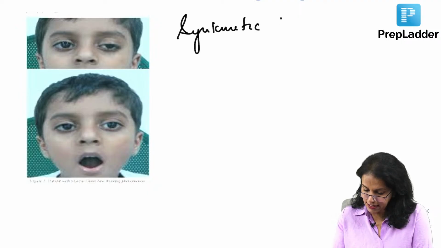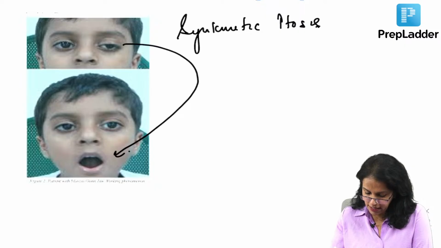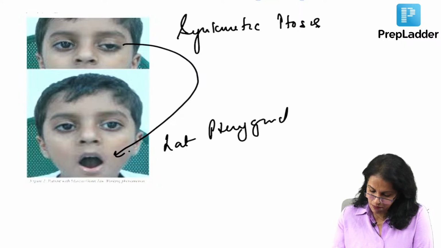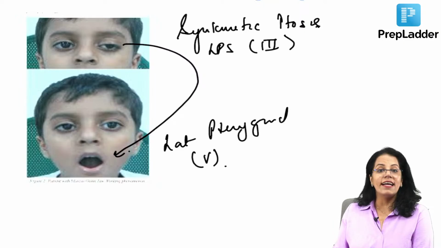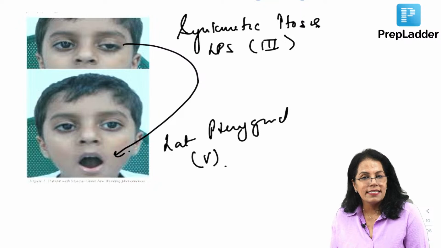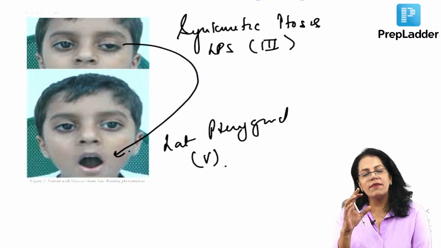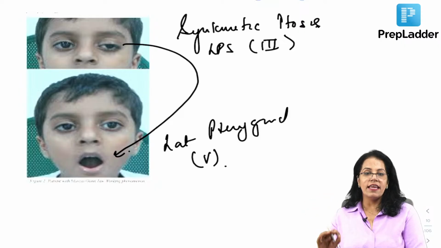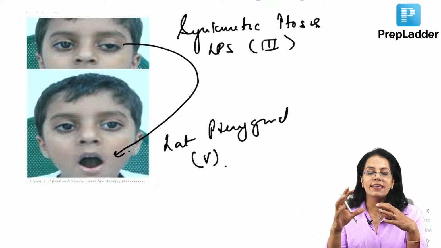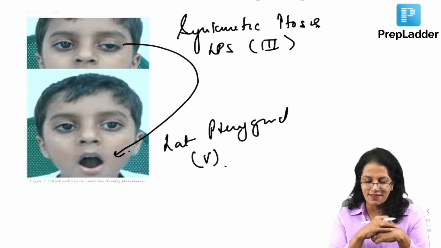This synkinetic ptosis means there is an abnormal connection between the lateral pterygoid muscle and your LPS. LPS is supplied by the third nerve, lateral pterygoid by the fifth nerve. Yes, this is your Marcus Gunn jaw winking phenomenon. Okay, we'll remember this. Where else have you learned Marcus Gunn? Marcus Gunn pupil. Don't forget. So Marcus Gunn pupil, what have you learned? It is relative afferent pupillary defect.